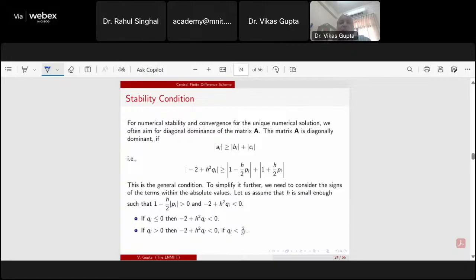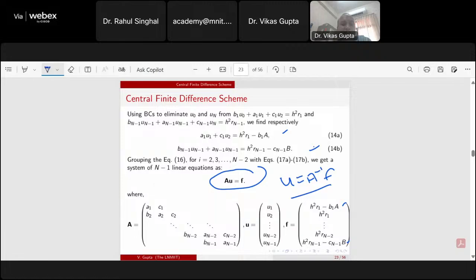We know that matrix A is diagonally dominant because this is a tridiagonal system. So matrix A is diagonally dominant if mod Ai is greater than or equal to mod of Bi plus Ci. Is it clear?